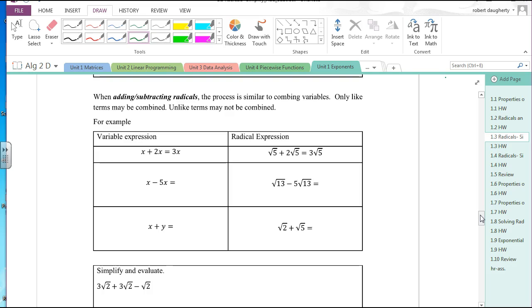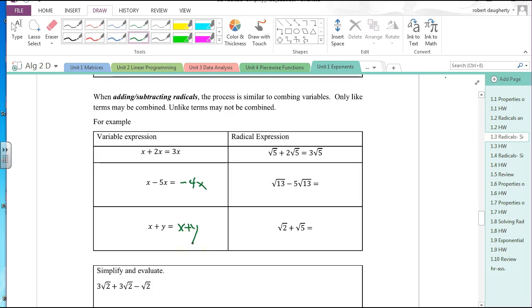So, variable expressions on your left. What do you do with x plus 2x? What is the answer to that? It's 3x. You guys are really on it today. It doesn't hurt that it was written right there. 1 apple plus 2 apples equals 3 apples. That's why you do that. X minus 5x is what? That's just minus 4x. X plus y, can you add those? No, that's just x plus y. You can combine like things.